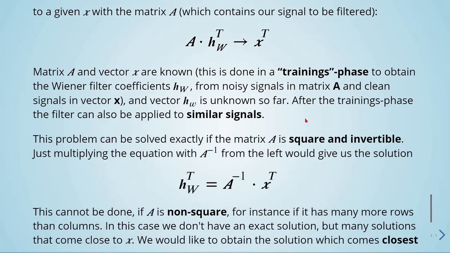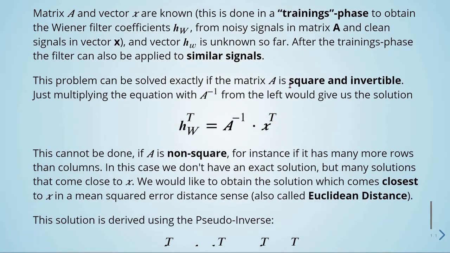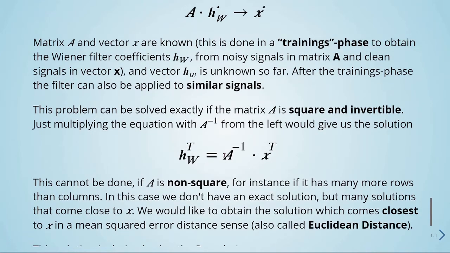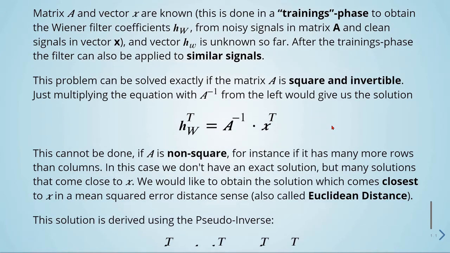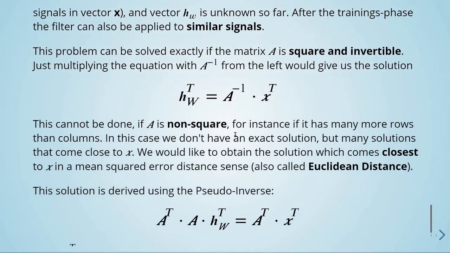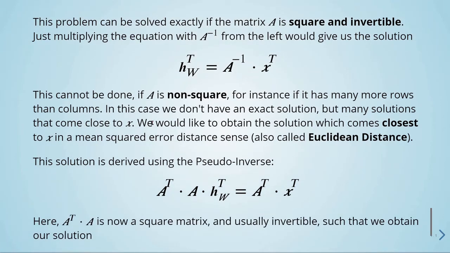This problem can be solved exactly if the matrix A is square and invertible. Just multiplying the equation with A to the power of -1 from the left would give us the solution. So now we have h_w equal to A inverse times x transposed. This cannot be done if A is non-square, for instance, if it has more rows than columns. In this case, we don't have an exact solution, but many solutions that come close to x.